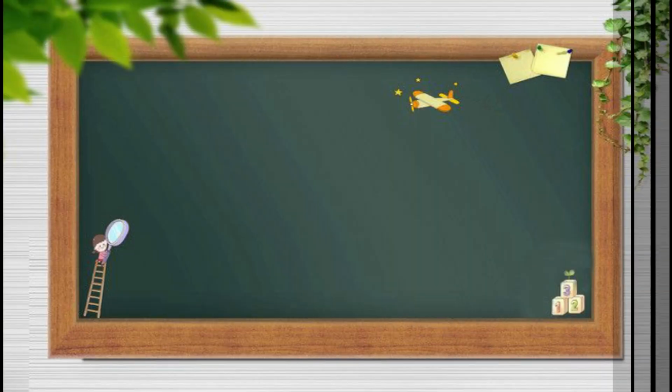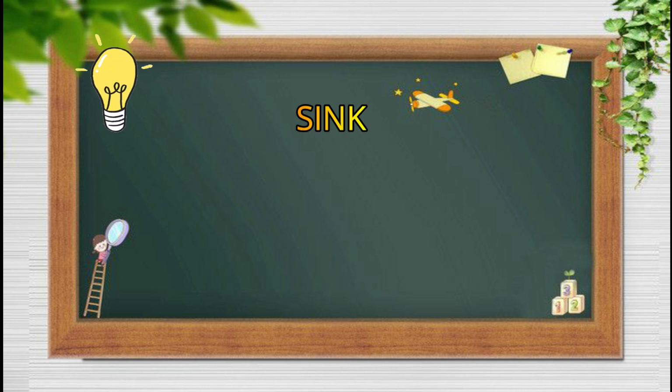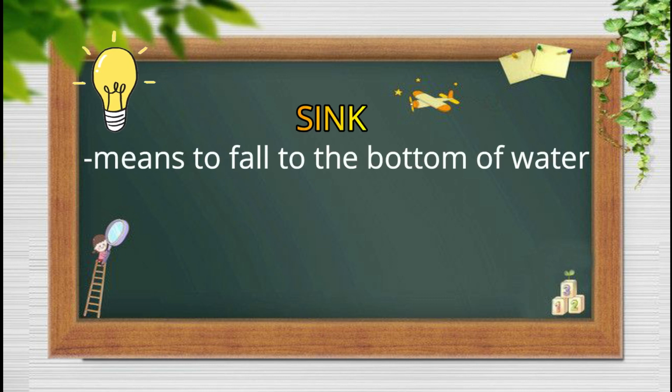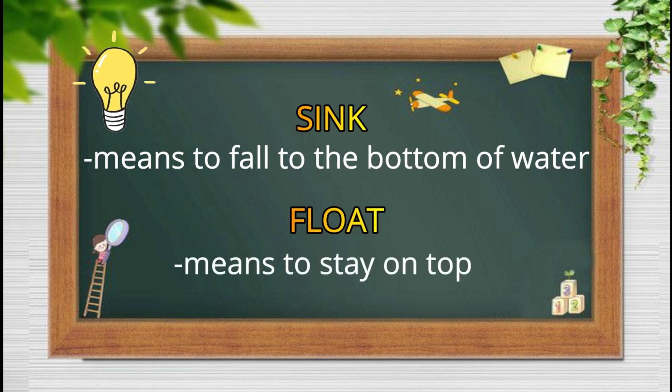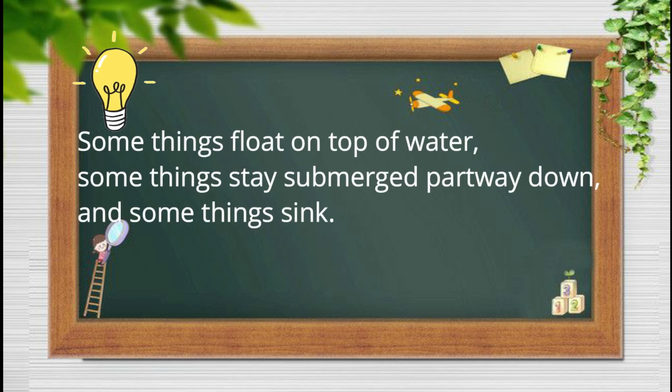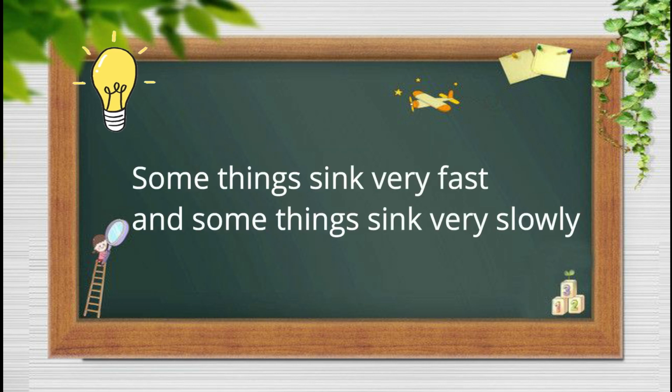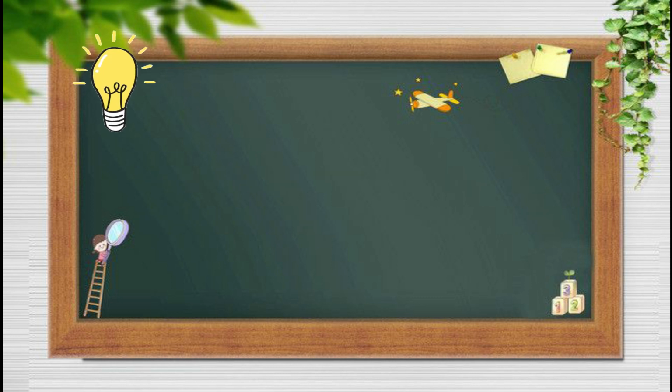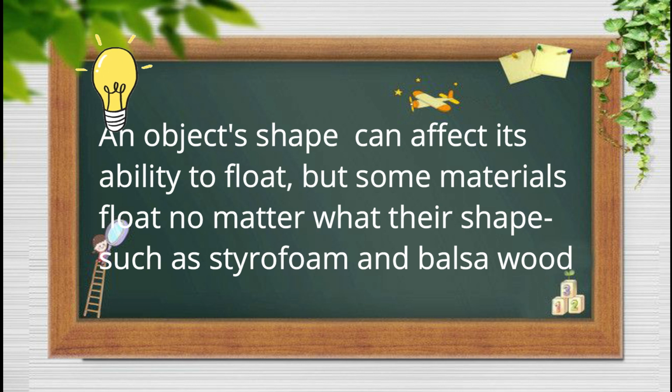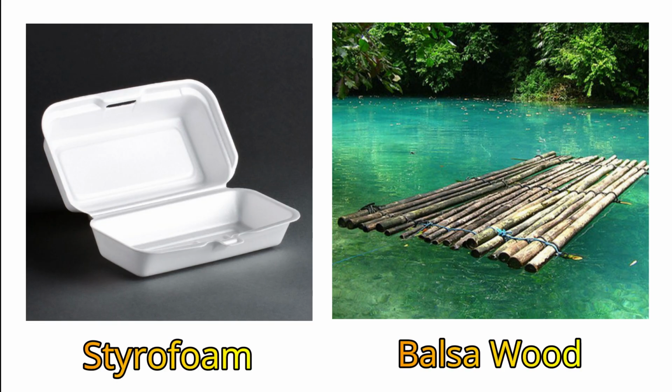Now, let me remind you of these. Sink means to fall to the bottom of water. Float means to stay on top. Some things float on the top of water. Some things stay submerged partway down, and some things sink. Some things sink very fast, and some things sink very slowly. An object's shape can affect its ability to float, but some materials float no matter what their shape, such as styrofoam and balsa wood.